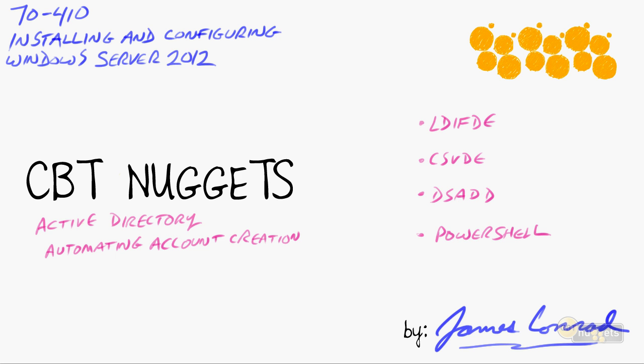In this nugget, we continue our discussion about Active Directory and specifically automating account creation. We'll take a look here at a couple of tools that aren't really used very often anymore, but they're still around, so I briefly discuss LDIF-DE as well as CSV-DE. CSV-DE especially is still a legitimate way to import an account, but normally we're going to probably be using DSAdd, and DSAdd also has some cousins such as DSQuery, DSGet, DSMod, some other commands that you'll see.